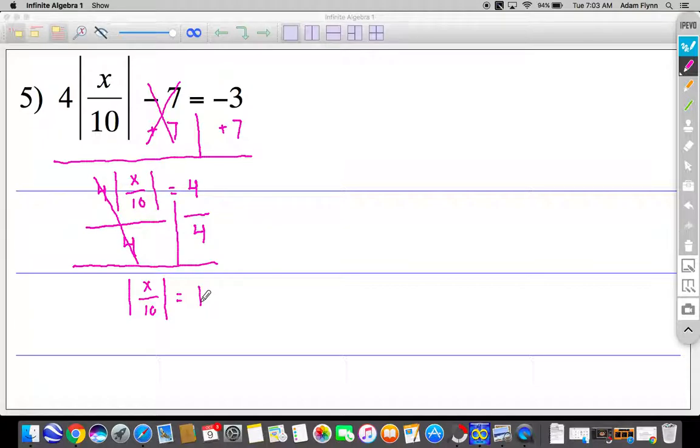Now that I have the absolute value by itself, I can separate it into two other equations. So I'll do it up here. I have the absolute value of x over 10 equals 1. So to the left, I have x over 10 equals positive 1. And to the right, I have x over 10 equals negative 1.